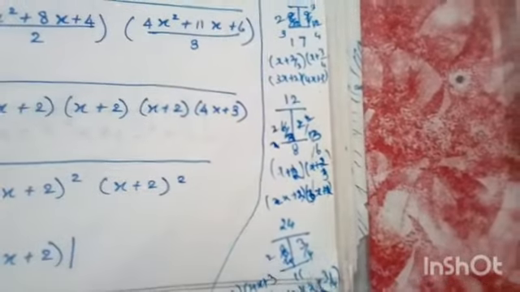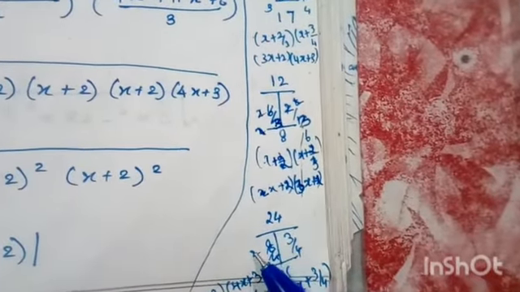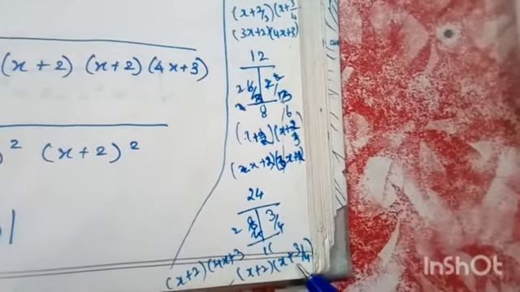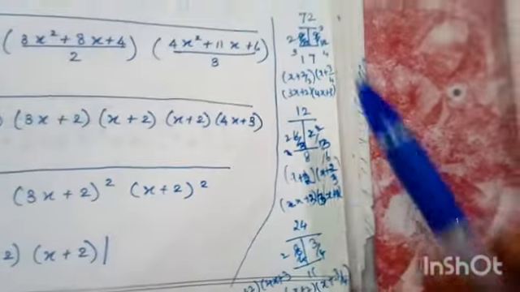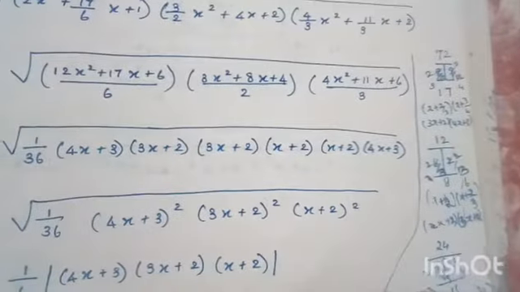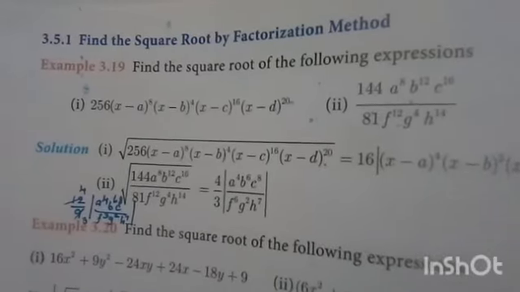Next one, for this 4x square, so 24. Product value 24, adding value 11. So 8 and 3, divided by 4. 1 4 is 4, 2 4s are 8. So x plus 2 into x plus 3 by 4. So that is x plus 2 into 4x plus 3. It is same as the previous problem, then the same methods. Students, for example problems you have to follow the exercise problem method.